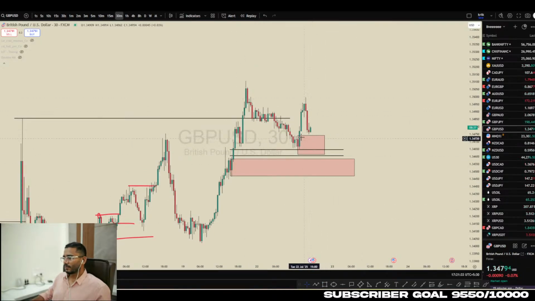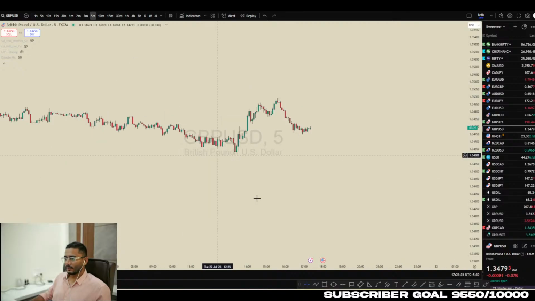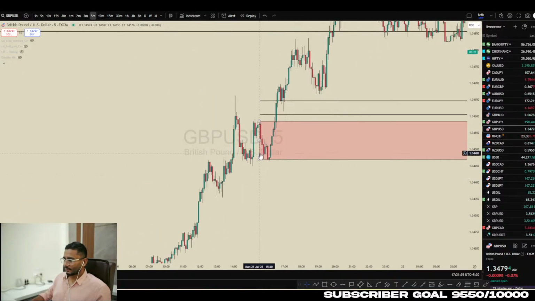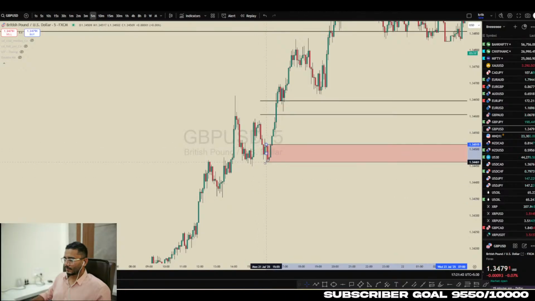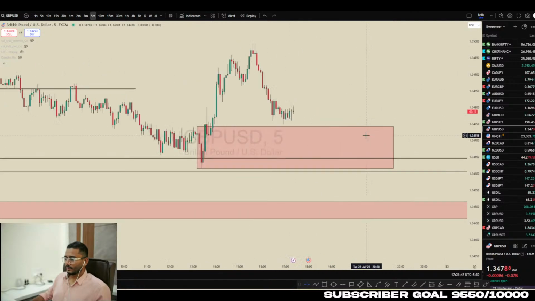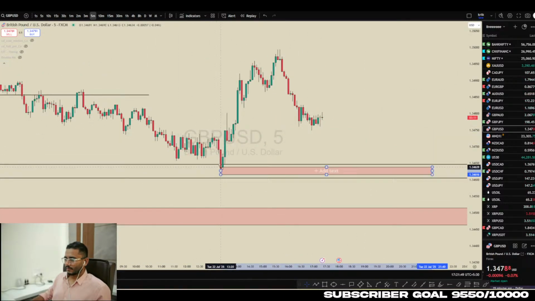So we have two order blocks, and if we refine them, we can refine it till here. And this one, price has swept the liquidity from here, then price retested and again created a new zone over here.